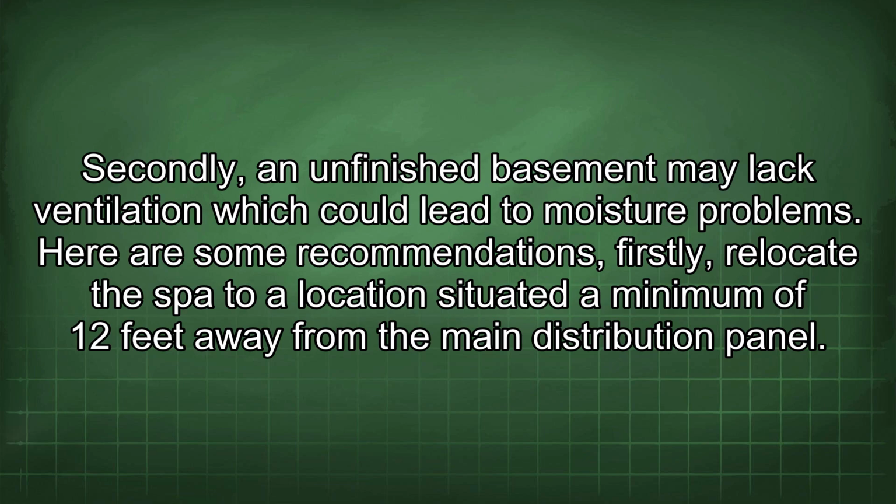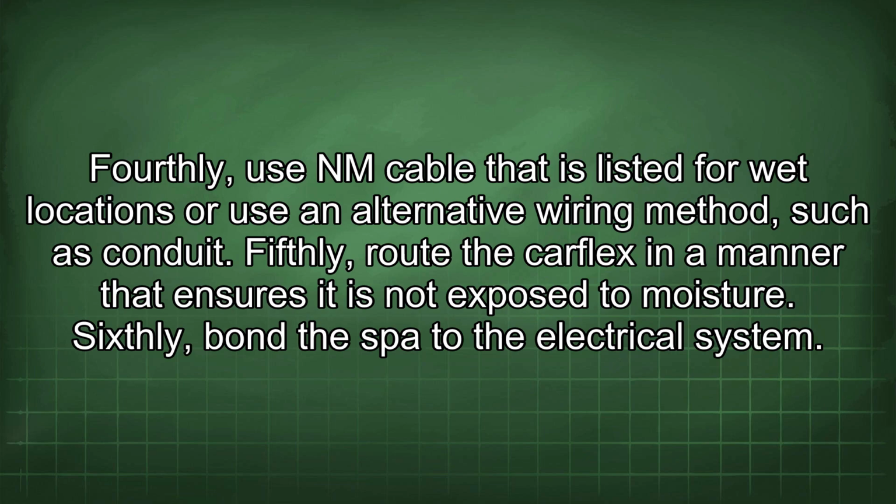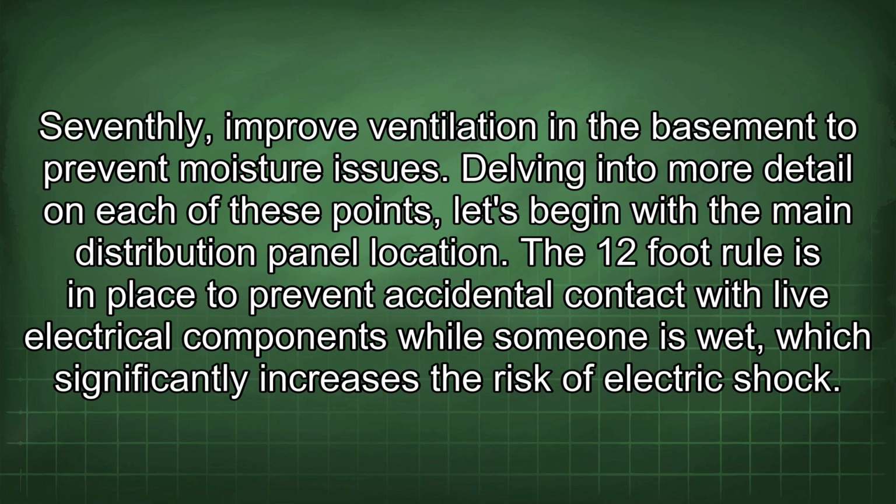Here are some recommendations. Firstly, relocate the spa to a location situated a minimum of 12 feet away from the main distribution panel. Secondly, install a GFCI outlet no more than 2 feet from the inside edge of the spa and no more than 6 feet above the water level. Thirdly, install a dedicated disconnect switch which is visible from the spa. Fourthly, use NM cable that is listed for wet locations or use an alternative wiring method such as conduit. Fifthly, route the Carflex in a manner that ensures it is not exposed to moisture. Sixthly, bond the spa to the electrical system. Seventhly, improve ventilation in the basement to prevent moisture issues.